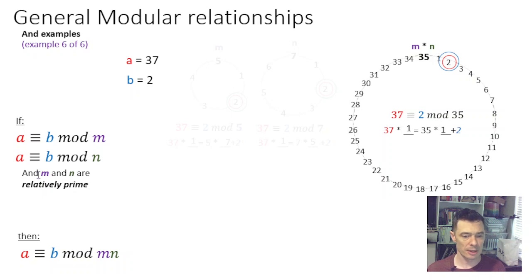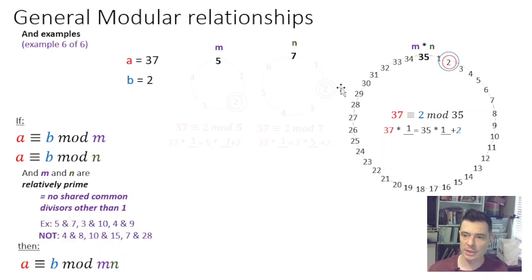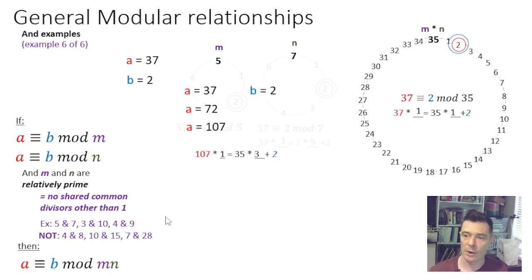Okay, so I didn't mention this at first, but the m and n have to be relatively prime for this to work. And now we're going to get into why this is the case. When it comes to m and n, they cannot share a common divisor. So these are examples of good m and n's: 5 and 7, 3 and 10, 4 and 9, none of those share a common divisor. These are the bad examples. So 4 and 8, they do share a common divisor, it's 2. Same with 10 and 15, they share a common divisor of 5. These are not going to work, and we'll see how.